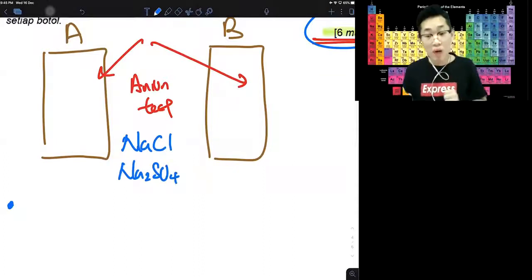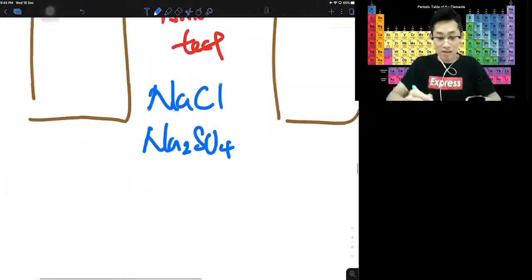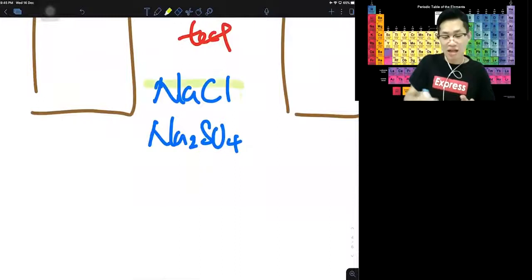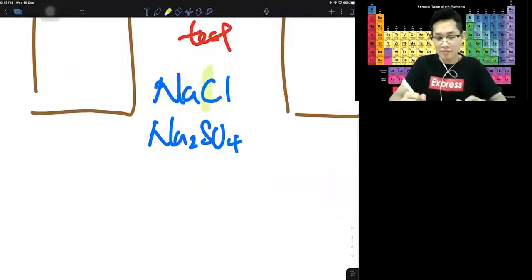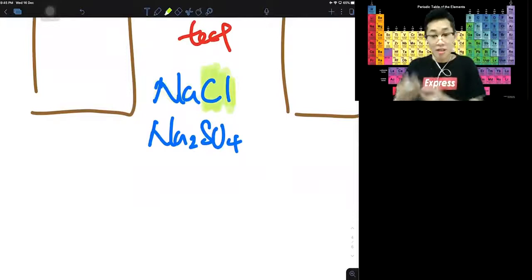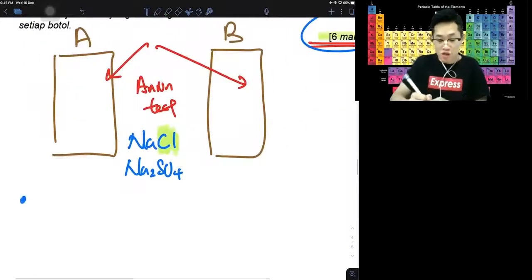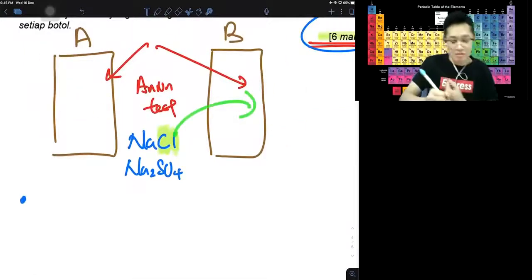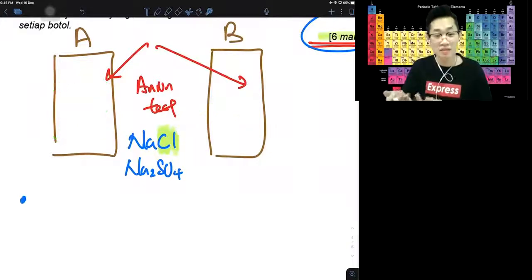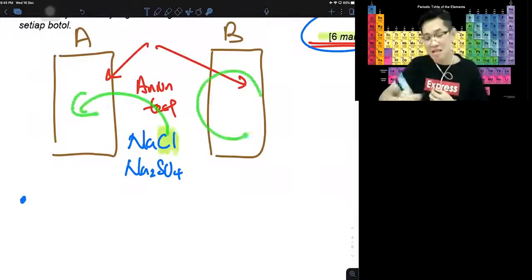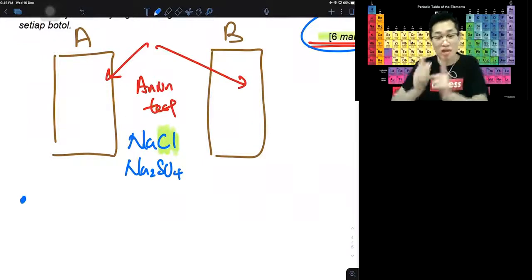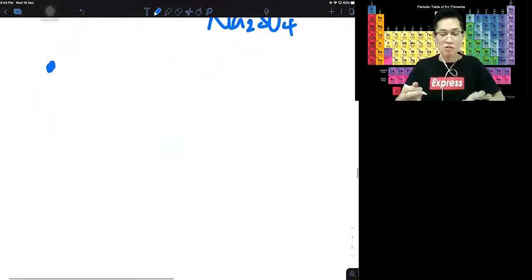I test either one. Let's say I test chloride, because if chloride shows a result here, then that means this one must be sulfate. If this one is chloride, then that means B is sulfate. So I find one to test, up to you. So this is what I do now.